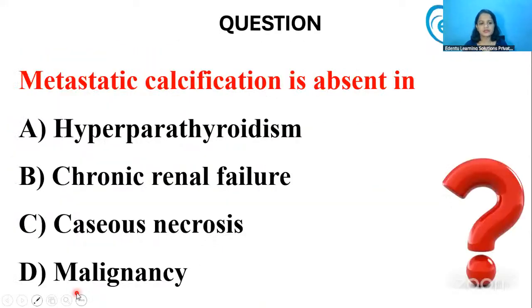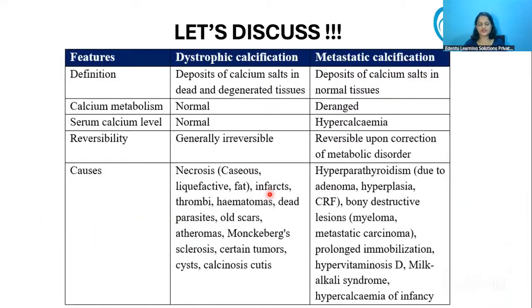Okay, next question. The metastatic calcification is absent in... Okay, I think you already know the answer. It will be present in metabolic disorders like hyperparathyroidism, in chronic renal failure also it can be seen, and in malignancies also it can be seen. So the one where it is not seen is caseous necrosis in TB. In caseous necrosis, what you'll usually see is dystrophic calcification.